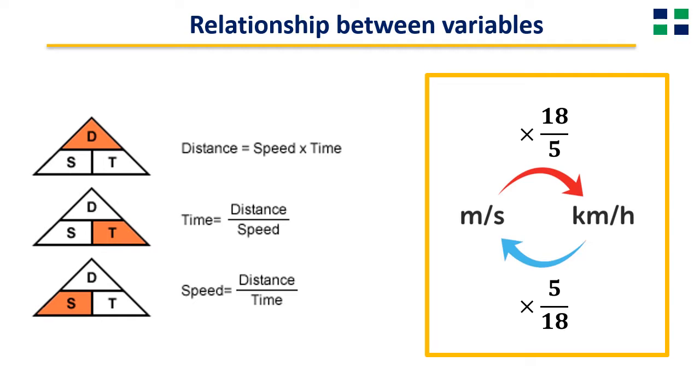Now, about the unit conversions. If the speed is given in meter per second and you want to convert it to kilometer per hour, you need to multiply it by 18/5. And if the speed is in kilometer per hour and you want to convert it to meter per second, you need to multiply it by 5/18.